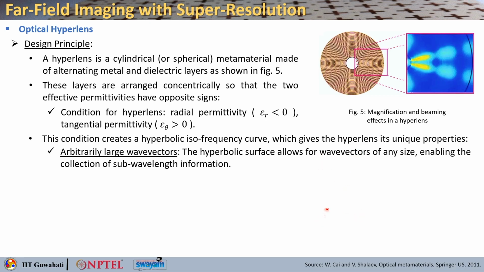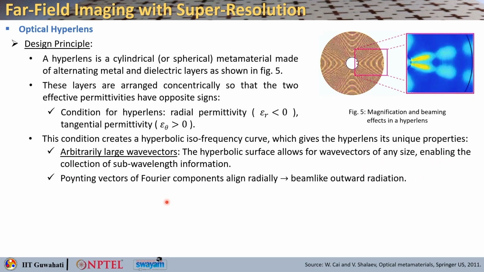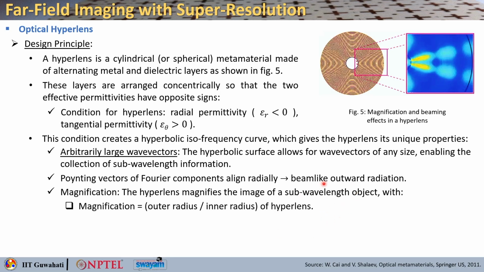Now, when you have a hyperbola as your isofrequency curve, what is the exciting thing there? You can achieve arbitrarily large wave vector, because the hyperbolic surface will allow wave vector of any size. If your wave vector is very large, your wavelength can be very small. That means it enables the collection of sub wavelength information. The next thing is that the pointing vectors of the Fourier components align radially, so you will get a beam like outward radiation. How can you use that? You can use this feature for magnification.